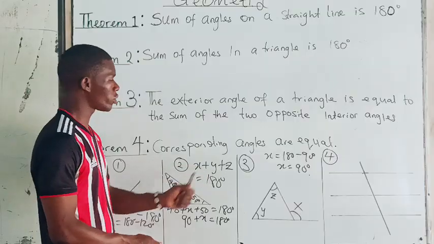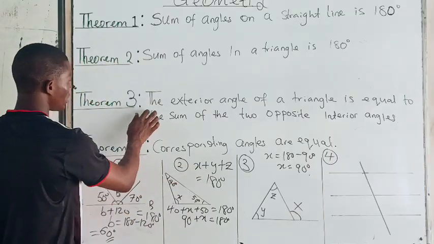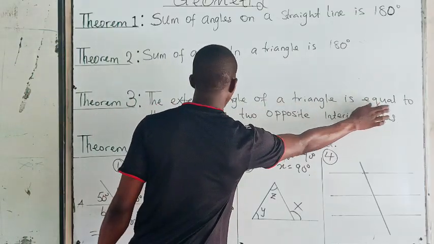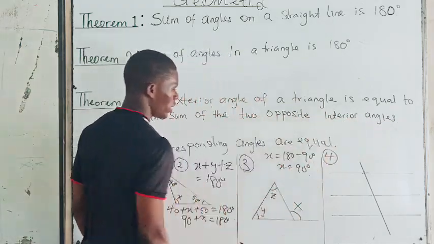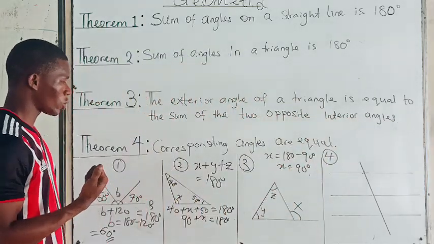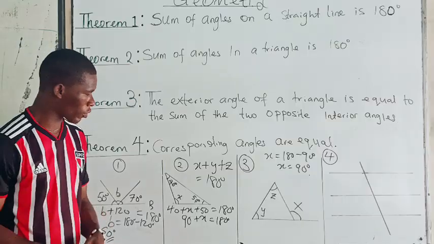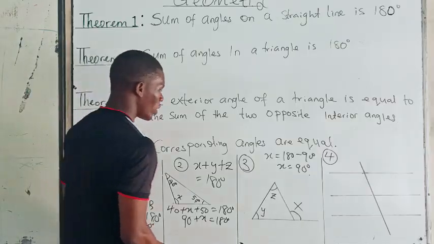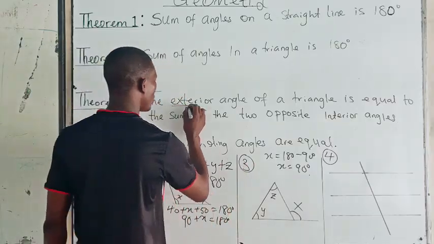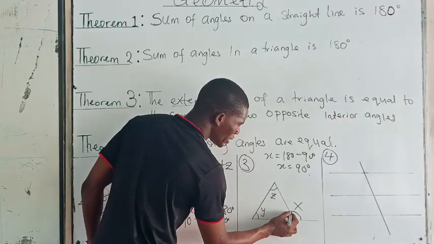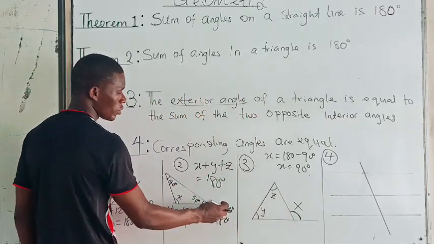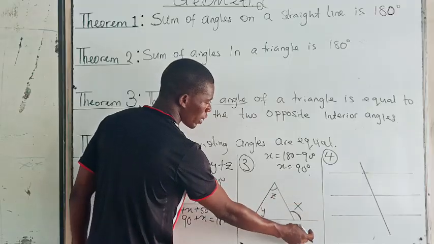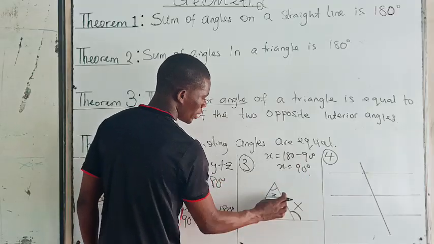And let's move on to the third theorem. The third theorem says the exterior angle of a triangle equals the sum of the two opposite interior angles. Wow, this is so long, but I'll break it down for us. Now look at this. What it is saying is that the exterior angle, right? So this is the exterior angle you can see here. That is the angle outside. Y and Z are the interior angles, while this one is the exterior angle. That means it is outside, exterior, interior, right?